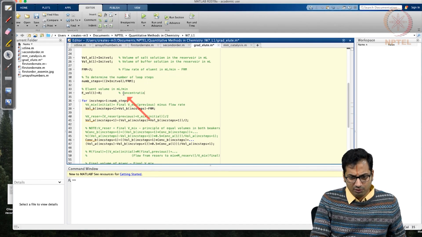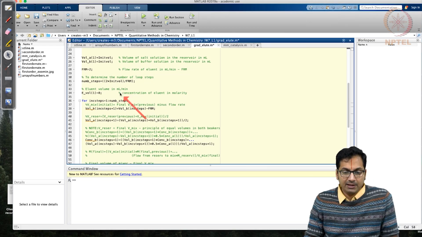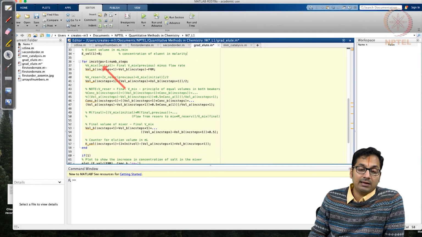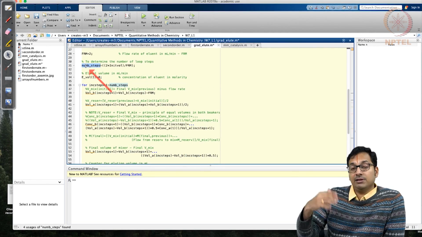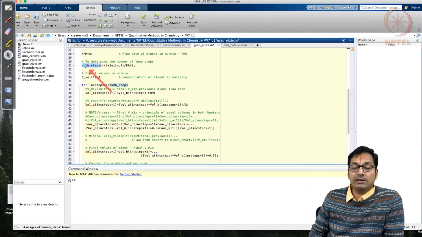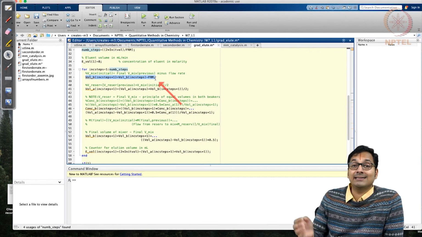Concentration of eluent in molarity. Then, in a similar way to what we did last time, we are calculating the number of increment steps. In this case, with a 2 ml flow rate, 100 ml is going to go, so we are going to calculate it in 50 steps. And then all I am doing here is carefully doing each step that I just mentioned.